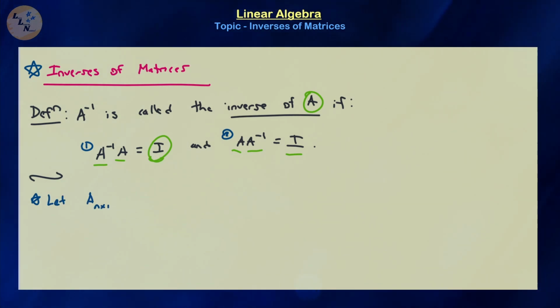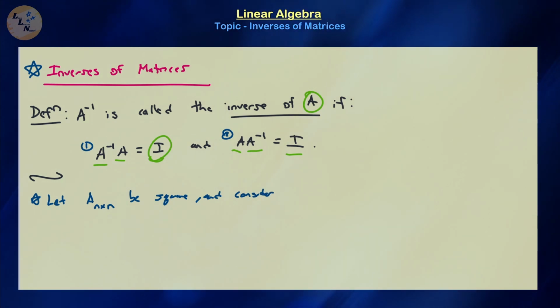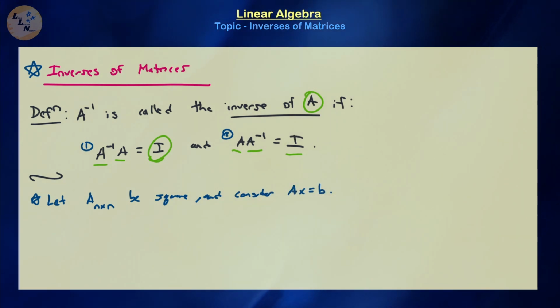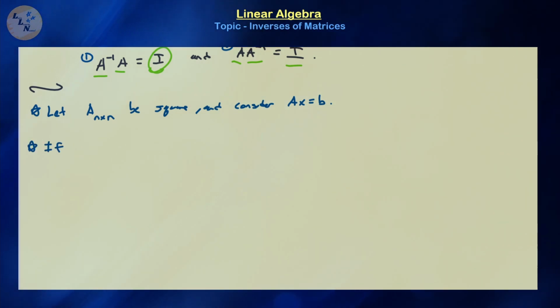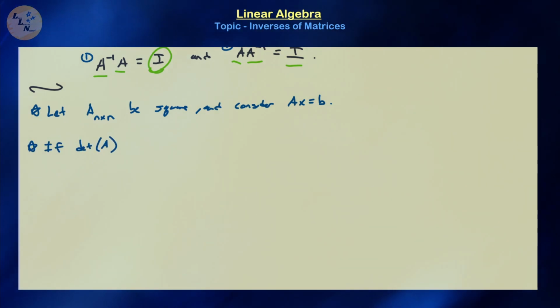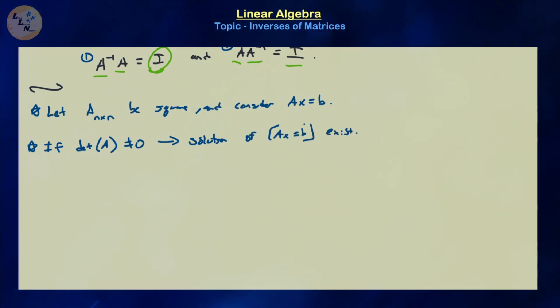So let us assume A is an n by n square matrix, and let us consider the associated matrix equation AX is equal to B. So we're going to discuss how inverses of matrices play a part with solutions of systems. As we already know, if the determinant of that coefficient matrix A is not equal to 0, then the solution of this equation, AX is equal to B, exists and is unique, which is a great thing.